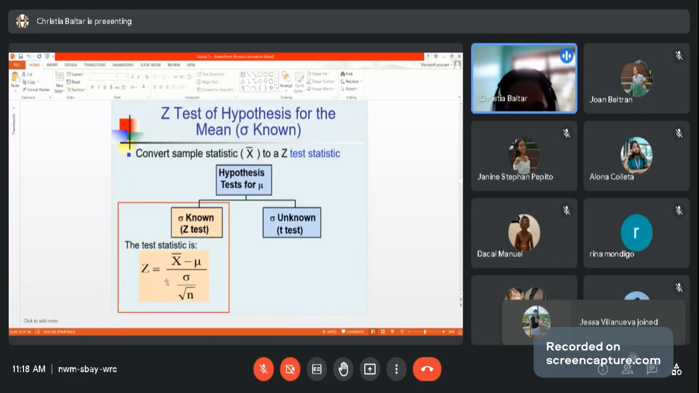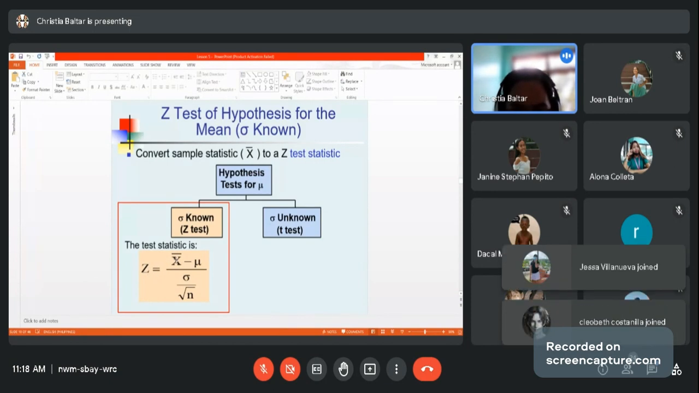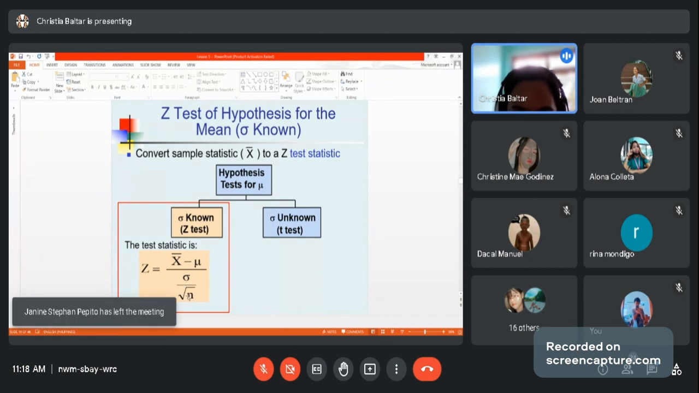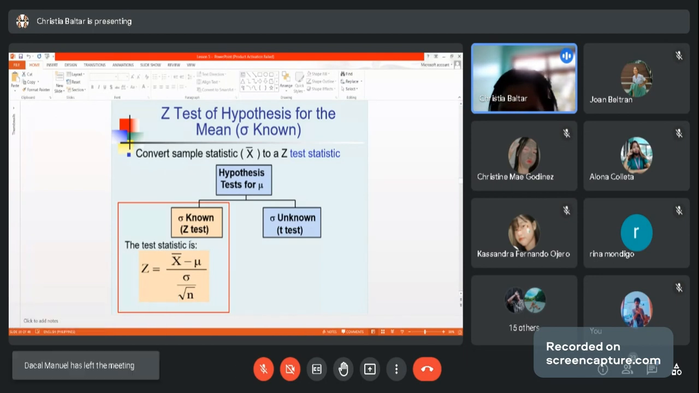Okay, so this is the formula. Z equals x bar, that's the sample mean, minus mu. Take note, this mu, the population mean, is the value of your null hypothesis, so we call it the hypothesized value of the mean. Since sigma is known, you have all over sigma divided by square root of n. So this is the formula for the z-test.